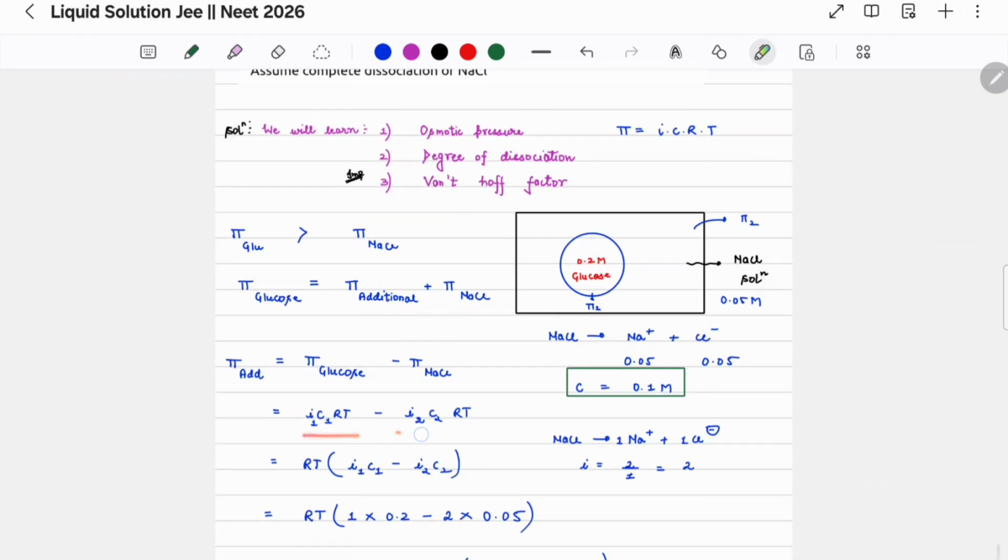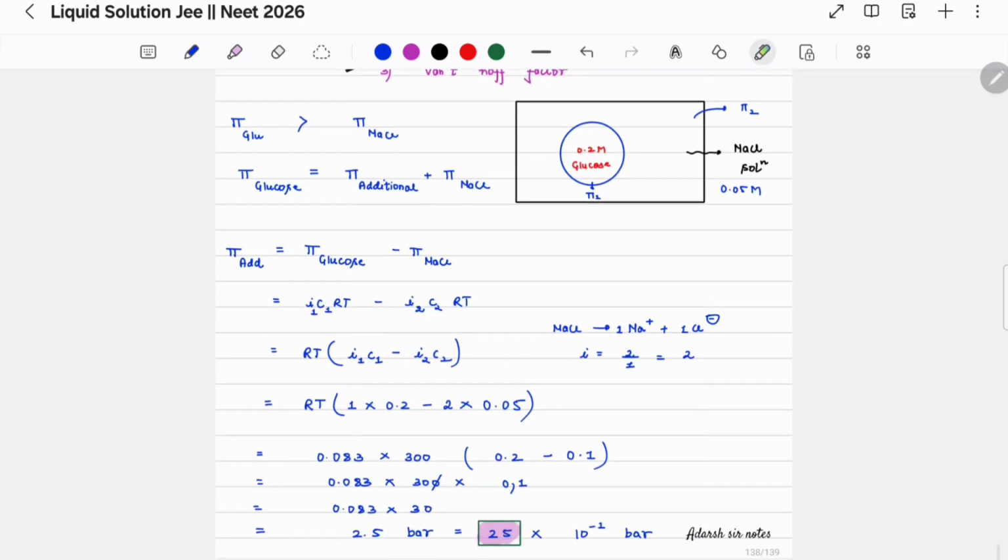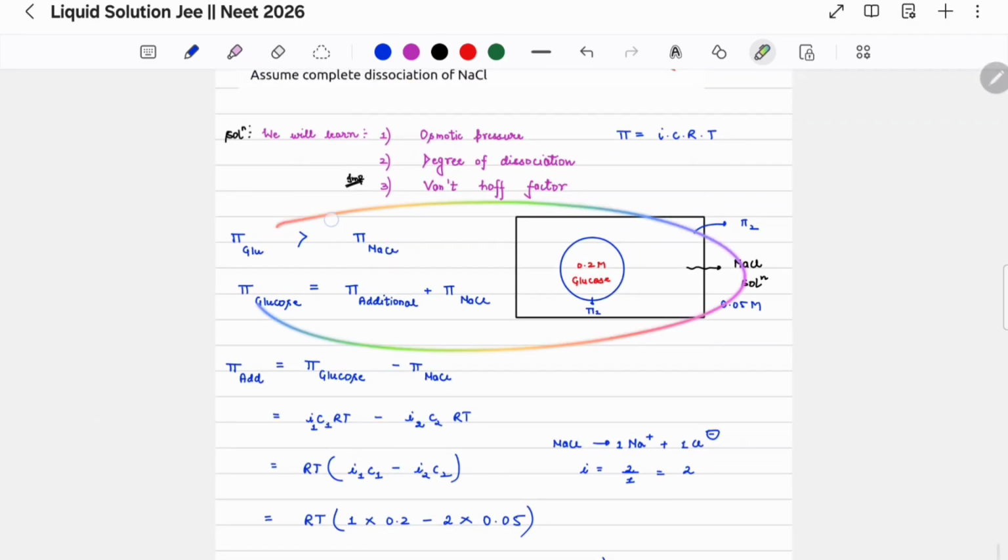Then I wrote I1 C1 RT minus I2 C2 RT. I1 I took as 1. Why? Because glucose has no dissociation, so 1 by default. And I2 for NaCl, why? Because here there is 1 mole and here there is 1 mole, so I took 2, and this 0.05 is already given in the question. If you want, you can remove this, otherwise you may get confused. No issue. So you put this value, then you took the values from the question, you calculated. At last it is coming 25 into 10 to the power minus 1 bar. So calculation-wise it is a very small question, but all the logic is here only.